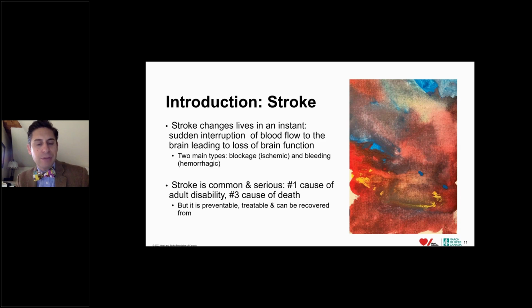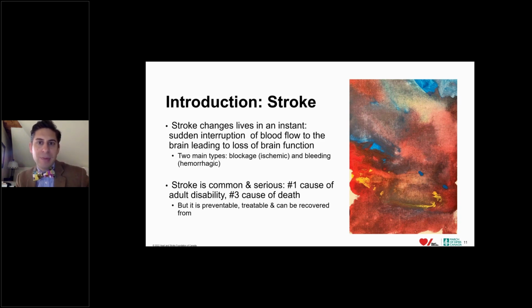There are two main types of stroke. There's what we call an ischemic stroke or a blockage stroke, where one of the arteries, a pipe taking blood to part of the brain, is blocked. And then there's what we call a hemorrhagic stroke or a bleeding stroke, where there is a rupture, a burst of one of those blood vessels, which leads again to blood not getting to where it should be. And slightly differently, pooling in a place where we don't want it to be.